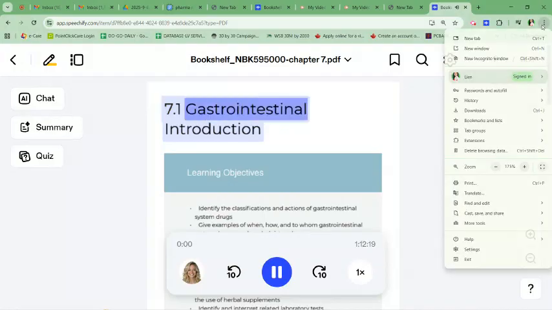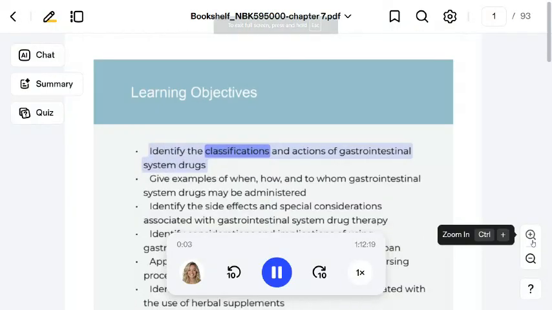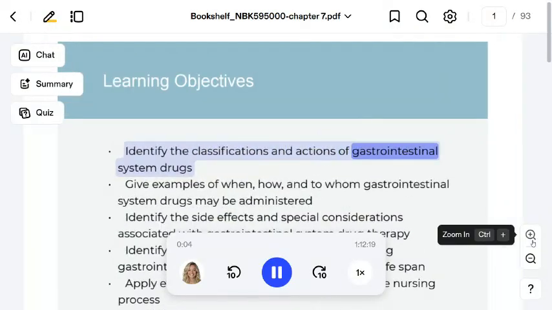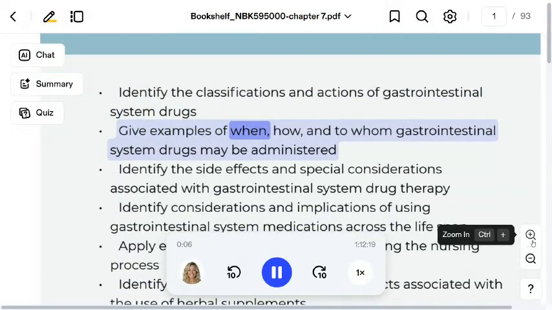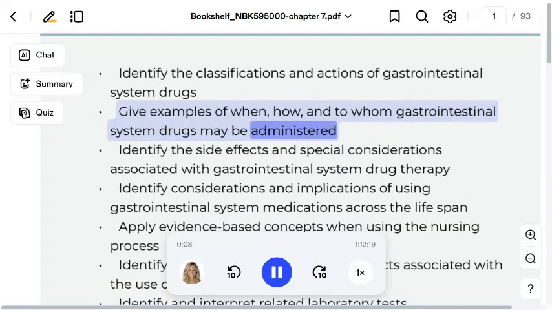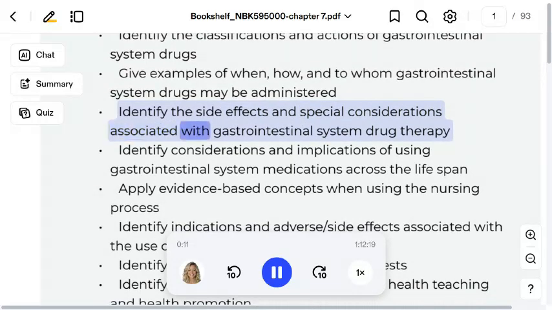7.1 Gastrointestinal Introduction. Learning objectives. Identify the classifications and actions of gastrointestinal system drugs. Give examples of when, how, and to whom gastrointestinal system drugs may be administered. Identify the side effects and special considerations associated with gastrointestinal system drug therapy.